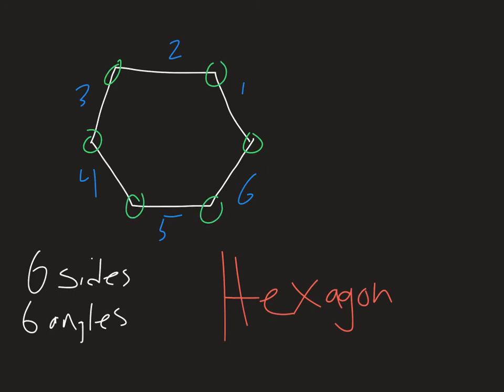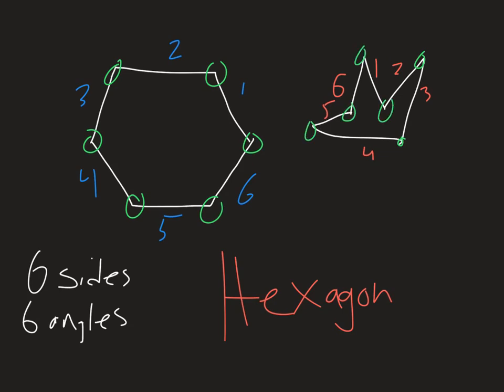Now, hexagons can definitely look irregular. 1, 2, 3, 4, 5, 6 sides. Oh, that looks like an 8. And then 1, 2, 3, 4, 5, 6 angles.